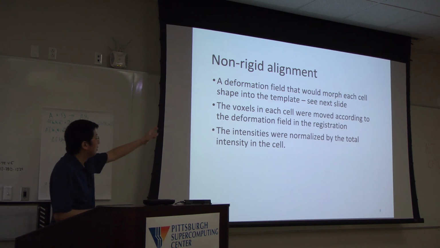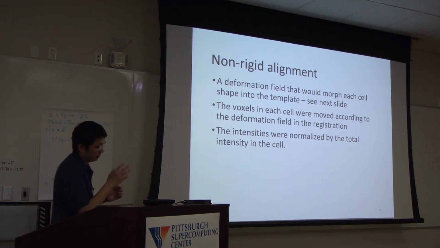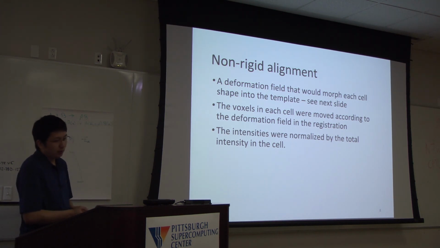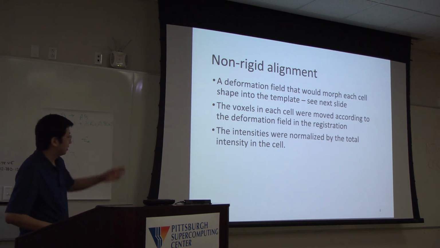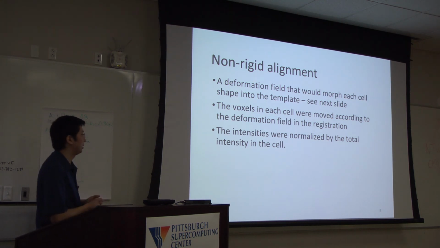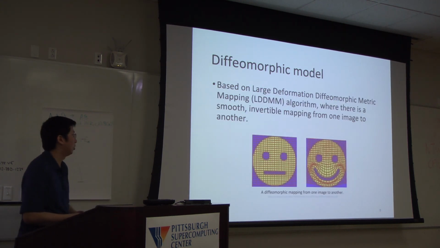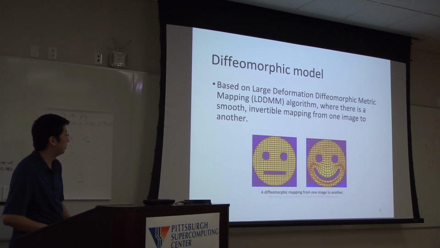And then after we do so, we can move the voxels of the cell to specific locations according to the deformation field defined in the diffeomorphic model. And after that, we also normalize the intensity so that we can make the cells comparable. And because I have talked about the LDDMM algorithm, I will just skip it.